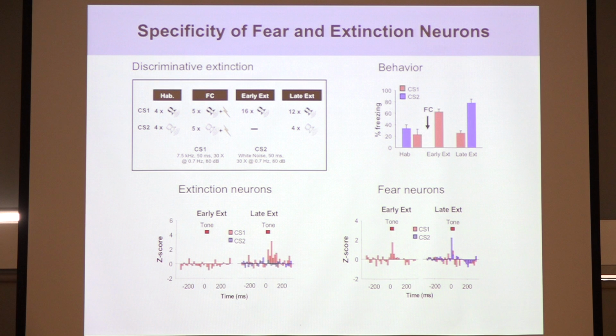This is what we observed: as soon as you switch from CS1 to CS2, you switch back the activity of the extinction neurons. They become silent. And in contrast, the fear neurons that were silent start to be activated.